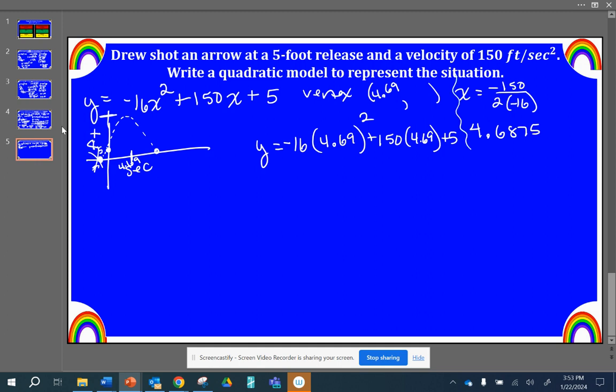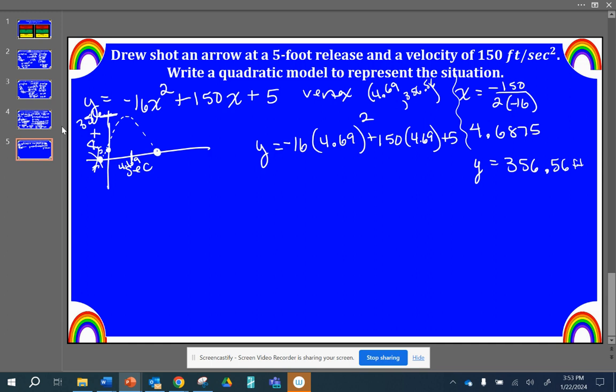Okay, and in the calculator it goes, negative 16 times 4.69 squared, plus 150 times 4.69 plus 5, and that gives us roughly 356.56, and this is feet. So at 4.69 seconds, the arrow is 356 feet in the air or thereabout. Now let's see how long it takes to land.